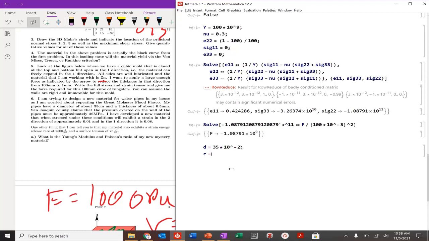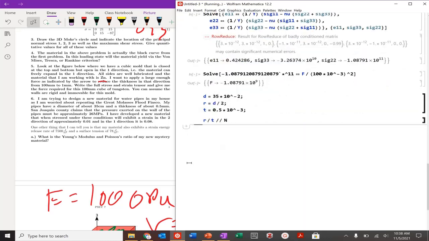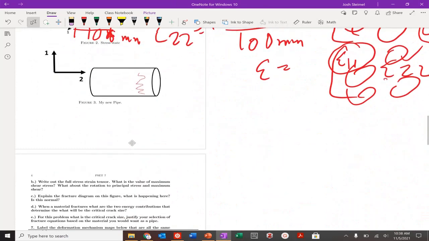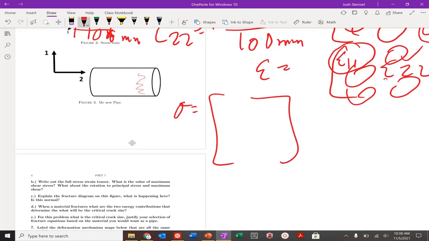So my radius is equal to diameter divided by 2. And my thickness here is equal to 0.5 millimeters, so 0.5 times 10 to the minus 3. If I'm thin-walled, my radius divided by my thickness is going to be greater than or equal to 10. And if that's the case, then I can move directly to my thin-walled pressure vessel expressions. We are definitely thin-walled. So I know that my stress tensor here will have sigma 11 be my sigma hoop, sigma 22 will be my longitudinal, and everything else is 0.